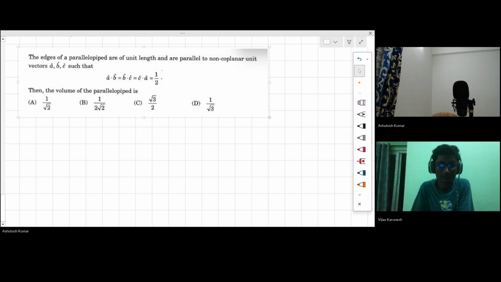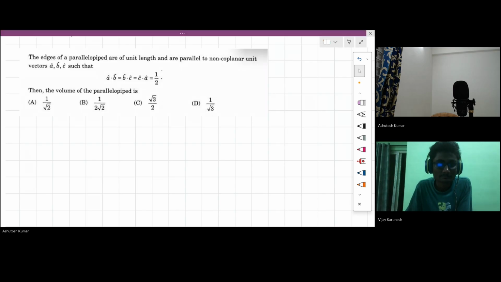We are given a parallelepiped and all the edges are of unit length, and they can be represented by the unit vectors a cap, b cap, and c cap. And we are given a relation between a cap, b cap, and c cap using scalar product. Using that we can find out that all the angles are equal to pi by 3, that is 60 degrees. So 60 degrees is given, but how do we use this fact?